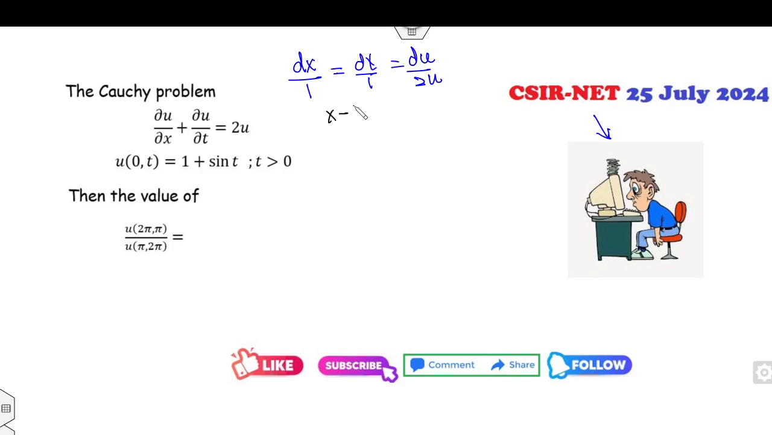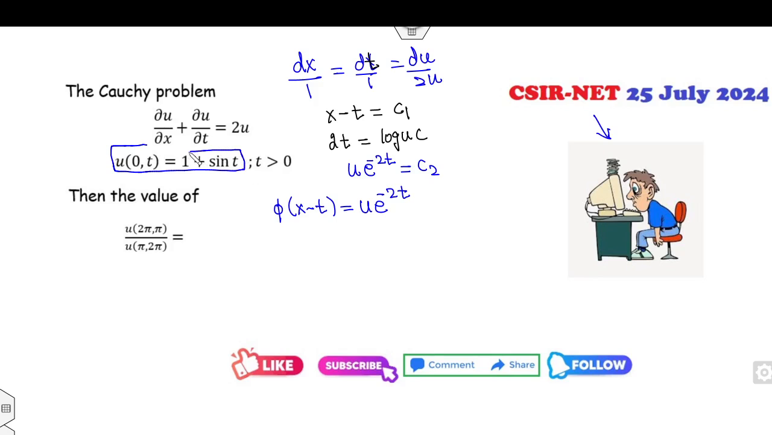From the first two cases, I can say x minus t is my constant. From the last two cases, I can integrate to get minus half log of u equals t plus c, or I can say u e raised to power 2t is my another constant. From these two cases, I can say u e raised to power 2t is a function of x minus t. Fine. Again, because this is a memory based question, if this is not given to you, then you can solve it by using the same approach.